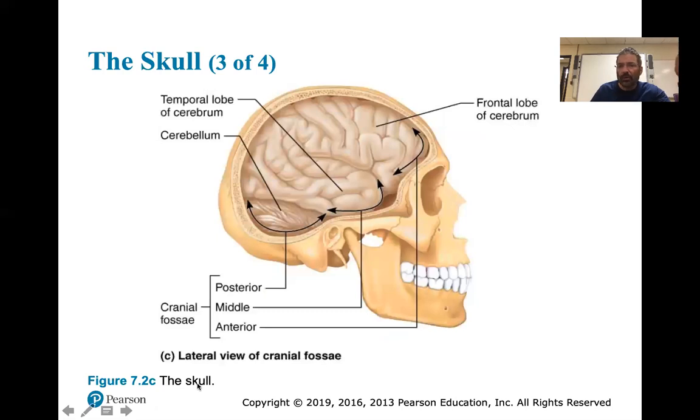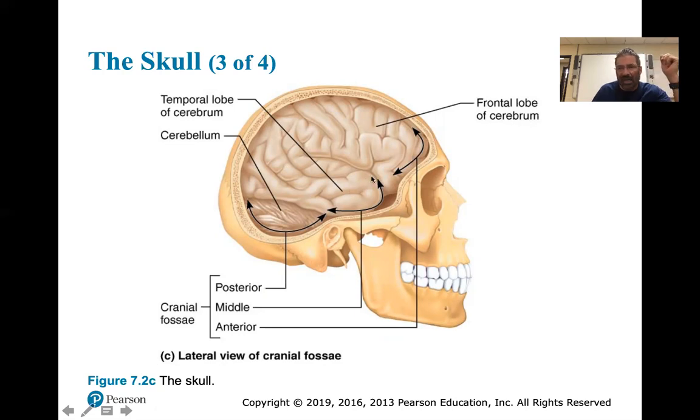Here's a lateral view. We've cut away, so once again there's your frontal lobe. It's going to be your personality, intellect, things like that, and we'll learn this. There's your cerebellum, for balance. The occipital lobe is back here. Here's your temporal lobe.